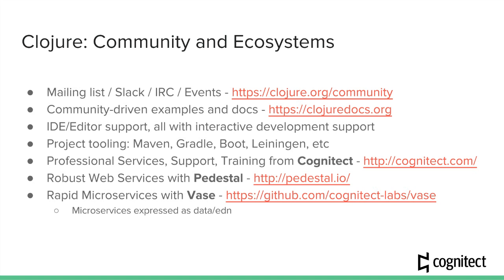If you're looking for professional services, support, or training, that is provided by Cognitect and other companies. If you're trying to build robust web services, there's a great library for that called Pedestal. And if you're looking to see how you might use Clojure's constructs or EDN to rapidly create microservices, there's a library called Vase. Also, there's a separate Maven repository just for Clojure code called Clojars. And you can actually discover more libraries based on their domain or their specific purpose at a site called Clojure Toolbox.